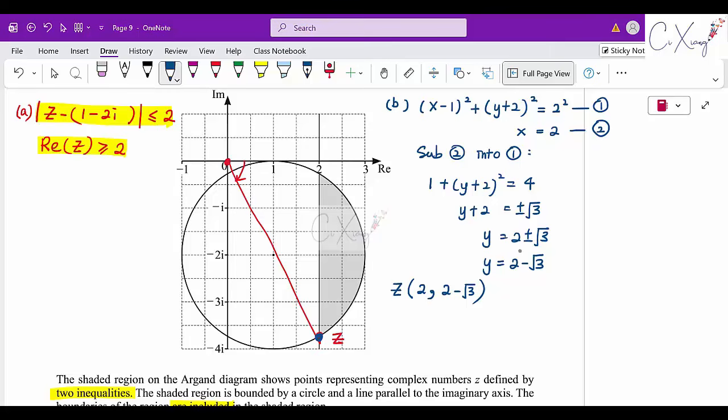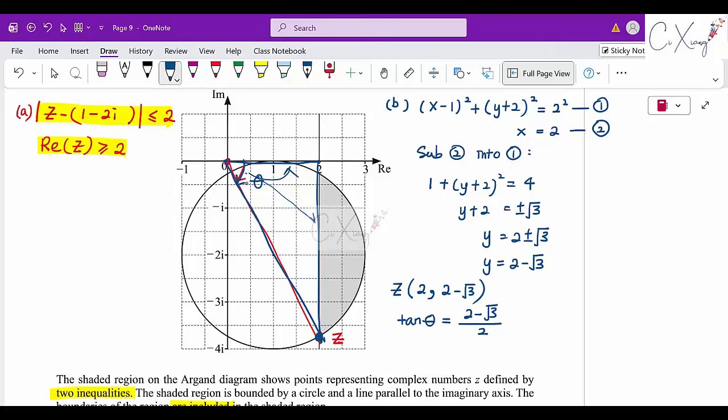Okay, this is the point. And then I want to calculate this angle. To calculate this angle, I can refer to this particular triangle here. Can you see that? So the horizontal line here is 2 units. Then the vertical line here from the x-axis to z is 2 minus root 3. So to calculate this angle, you should know that tangent theta is y over x. Therefore, your argument of z is tangent theta equals y, which is (2 minus root 3) over 2.